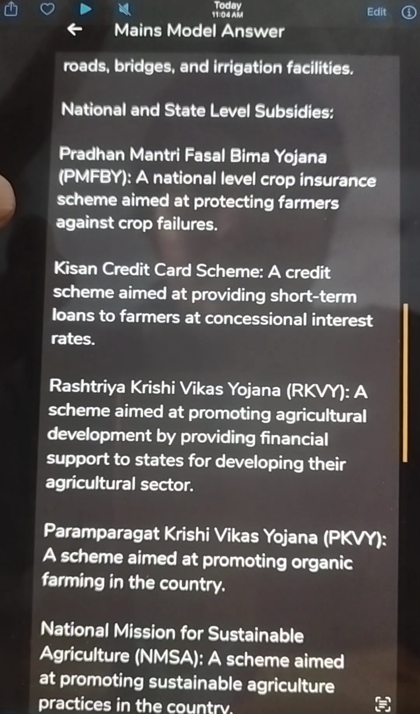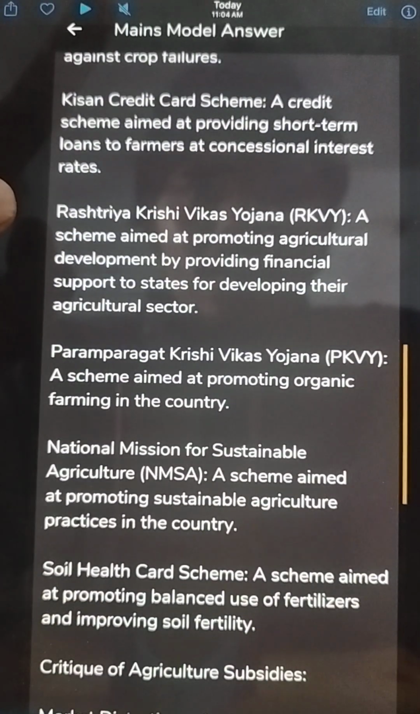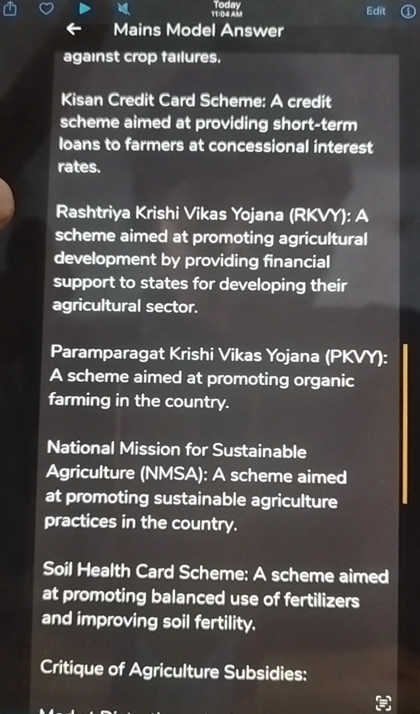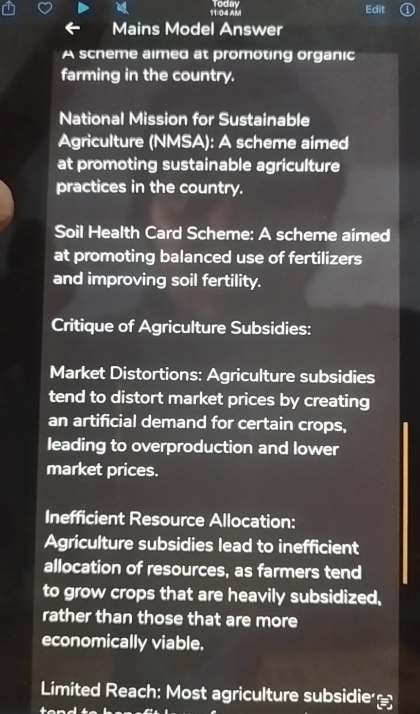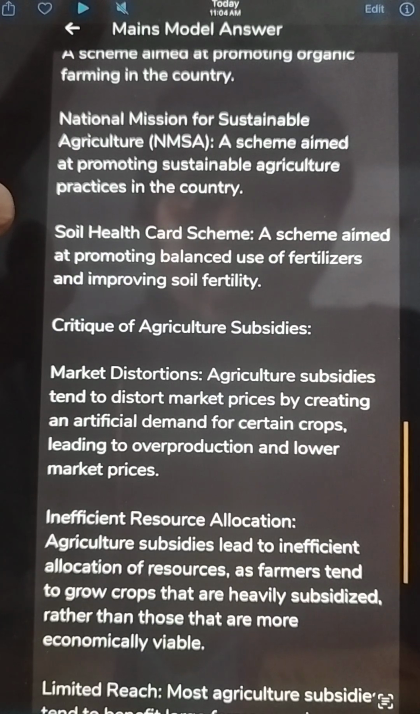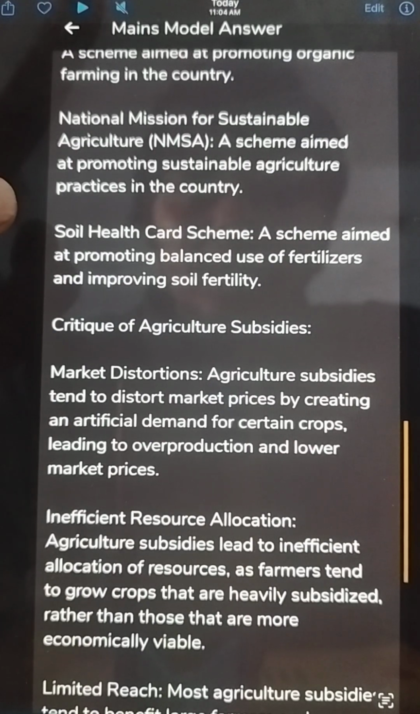Then National Mission for Sustainable Agriculture, a scheme aimed at promoting sustainable agriculture practices in the country. Soil Health Card Scheme, a scheme aimed at promoting balanced use of fertilizer and improving soil fertility. Then critics of agriculture subsidies: market distortions.